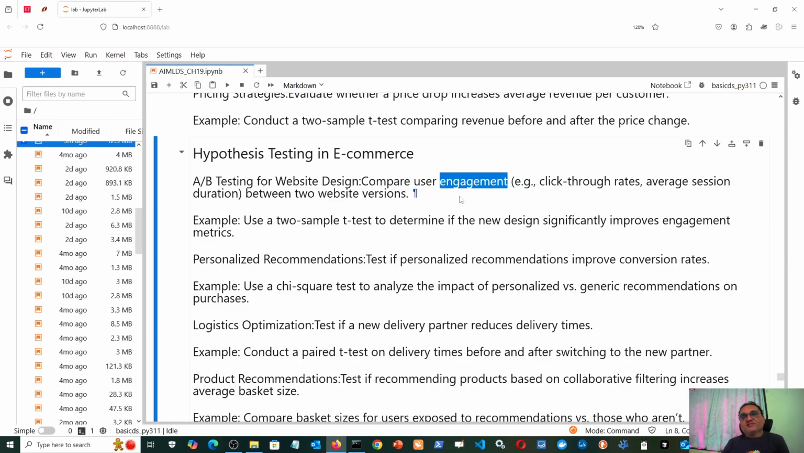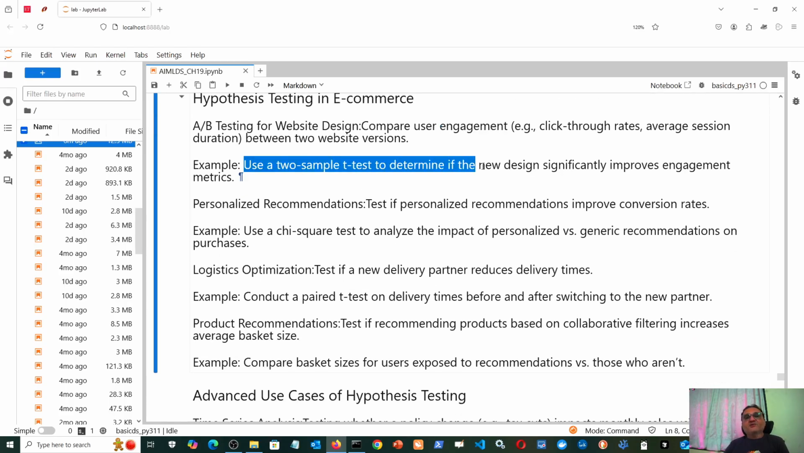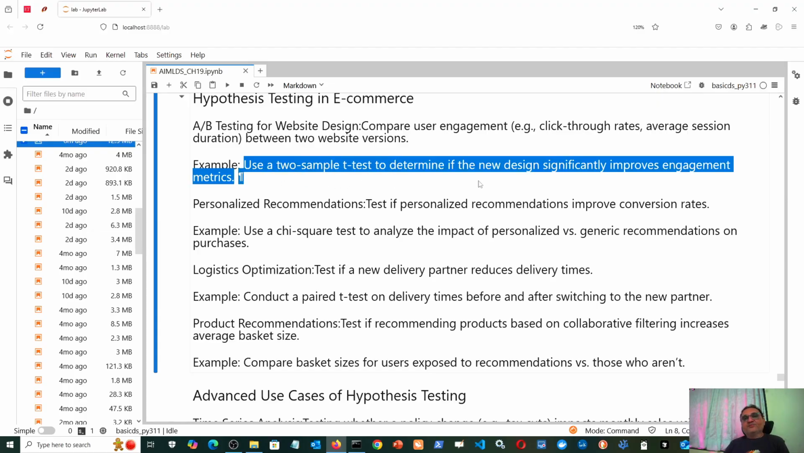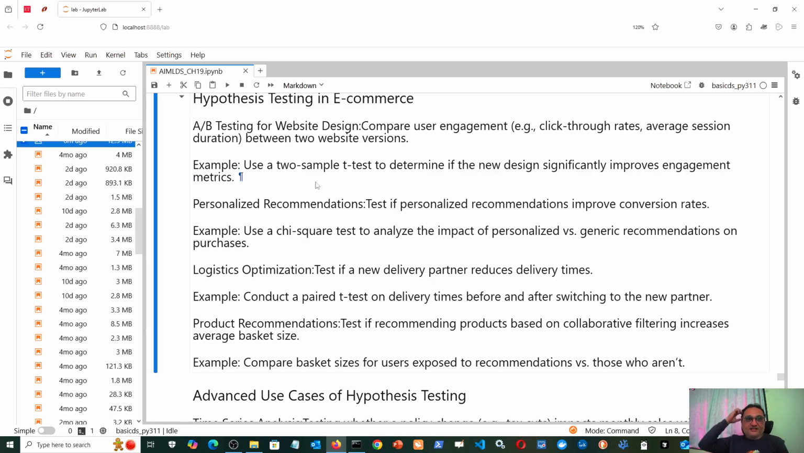So the null hypothesis will say that user engagement remains the same with old UI and new UI, while the alternative hypothesis will say that user engagement significantly improves using the new UI design compared to the old UI design, right? So now the question is which hypothesis is correct. For that you can use a two-sample t-test, and if the p-value or the t-statistic both are satisfactory, then you will say that yes, the alternative hypothesis is correct and the null hypothesis is rejected. So the new design improves the engagement.